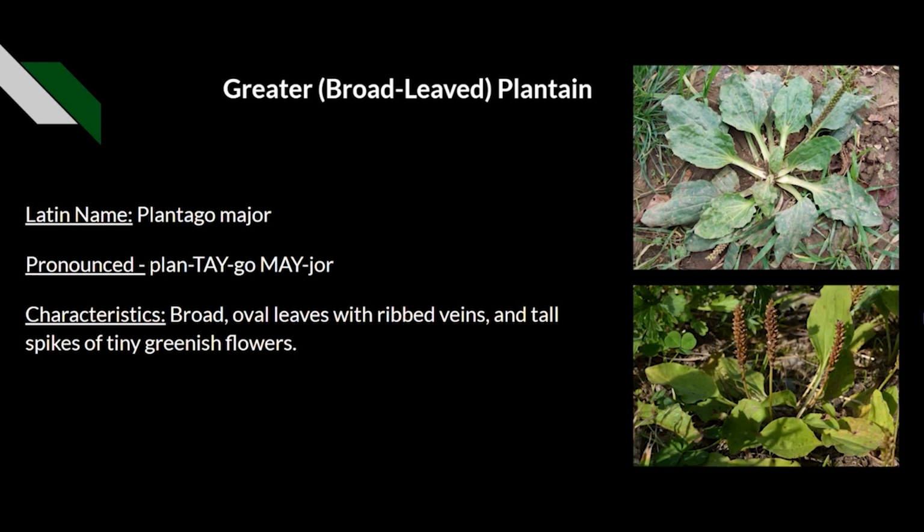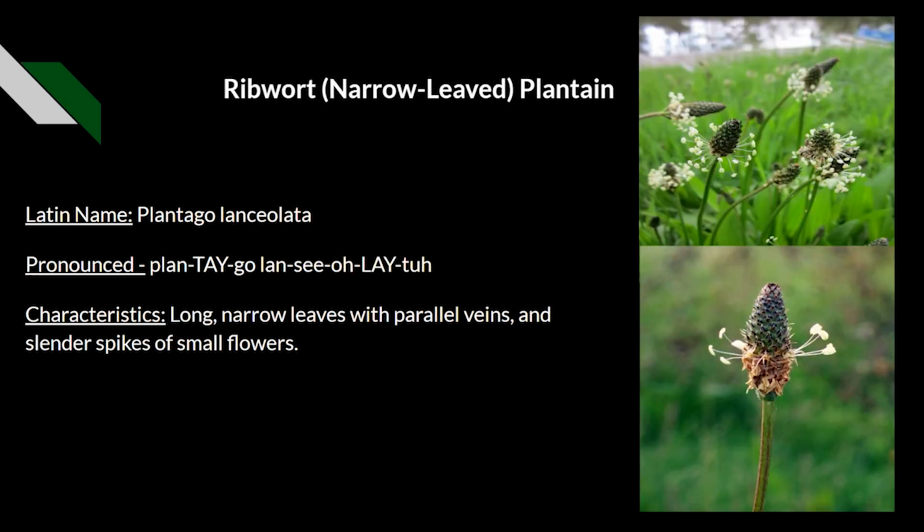So you have the greater plantain. This is a broadleaf plantain. It's pronounced in Latin as Plantago major. Its main characteristics are those broad oval leaves with ribbed veins and tall spikes of tiny greenish flowers. The ribwort plantain is a narrow-leaved plantain, which is known in Latin as Plantago lanceolata. Its main characteristics are those long, narrow leaves with parallel veins and that slender spike of small flowers, as you can see on the right.